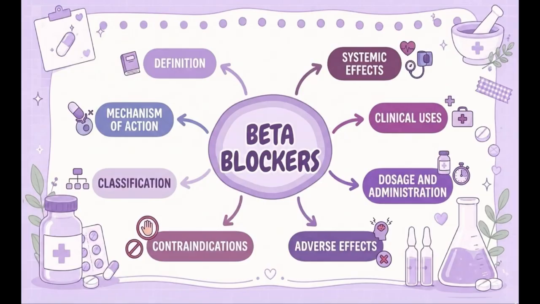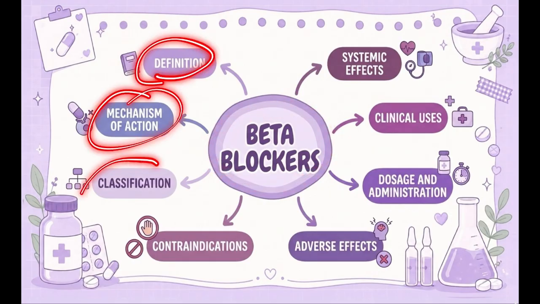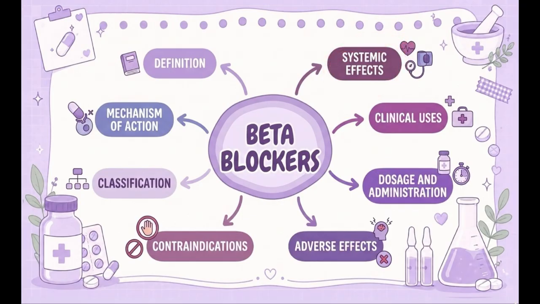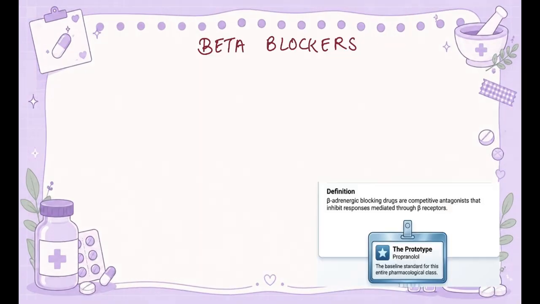We have already seen alpha blockers. Now let's learn about beta blockers. Today we will be learning their definition, mechanism of action, classification, systemic effects, clinical uses, dosage, adverse effects, and contraindications.